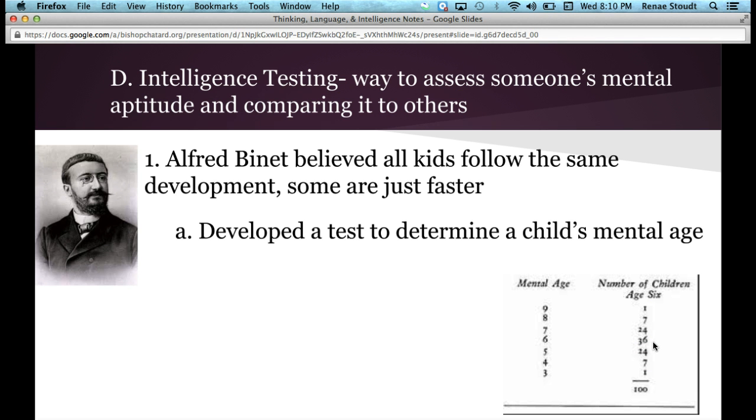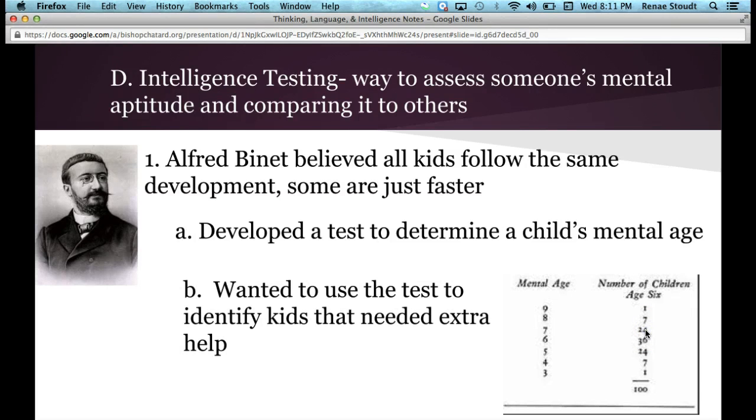Keep in mind that I always argue that, especially at this kind of an age, there's a big difference between a young 6 and an old 6. I mean, the 24 kids that were tested that had a mental age of 5, they might have been closer to their 6th birthday than their 7th birthday. Or those kids that had a mental age of 7, maybe they're closer to their 7th birthday than they were to their 6th birthday. But Binet used this test to be able to determine what their mental age was.